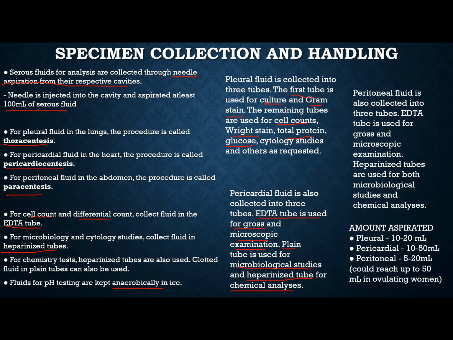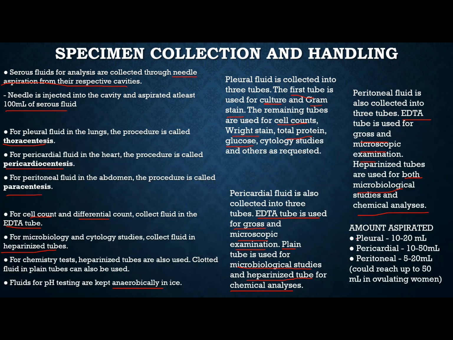Then for peritoneal fluid class, you would also collect 3 tubes. EDTA is similar with the pericardial class. EDTA is used for gross and microscopic. Heparinized is used for both microbiological and chemical analysis.